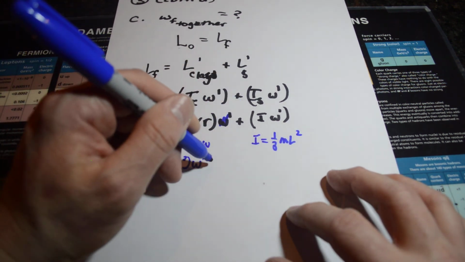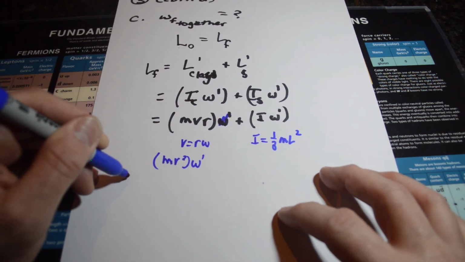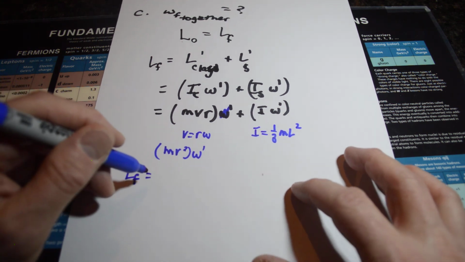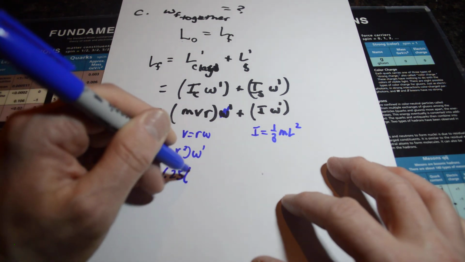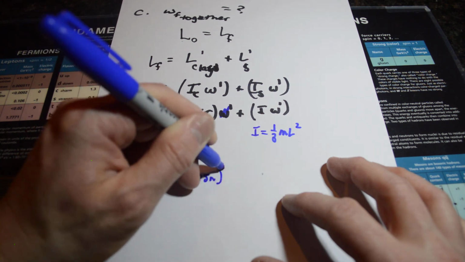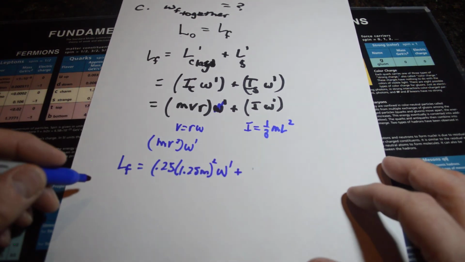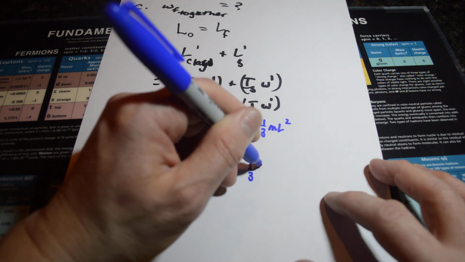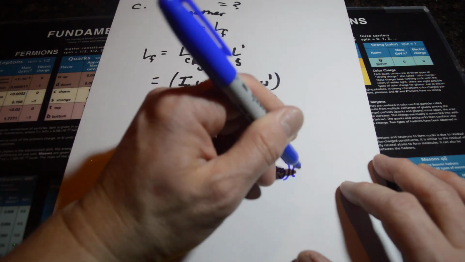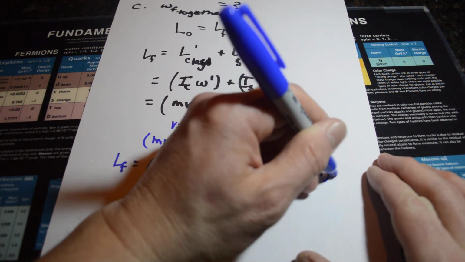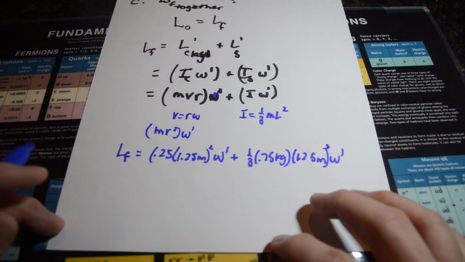And then you're going to use the 1/3 ml squared. You can actually calculate that from the numbers that I gave you. So the final angular momentum turns out to be, and you'd have to calculate it, 0.25 kilograms times R squared, which is 1.25 meters, quantity squared, times this omega prime, plus 1/3 times the mass of the meter stick, which is 0.75 kilograms, times L, which is 1.25 meters, squared, also times omega prime. Okay? So you calculate that out.